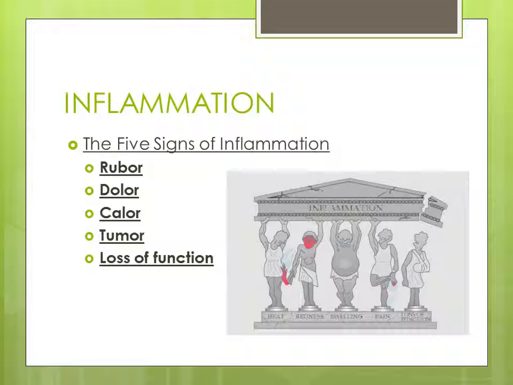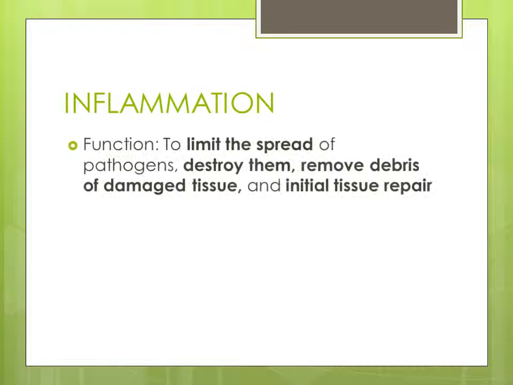But basically, you have rubor, which is redness, dolor, which is pain, calor, which is heat, tumor, which is swelling, and then, of course, you have loss of function. So those are the 5 cardinal signs of inflammation. If you know the 4 Latin and then the one that's just the random loss of function, you're good to go.